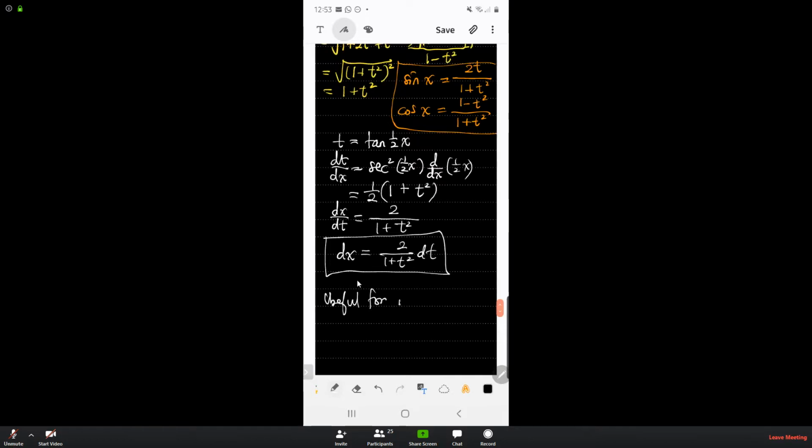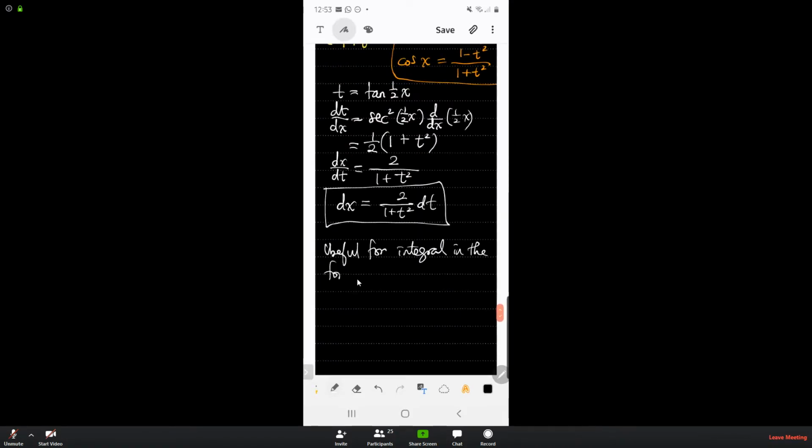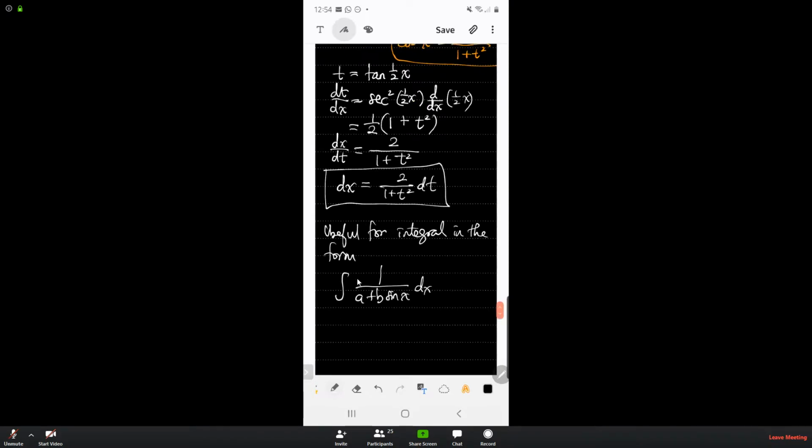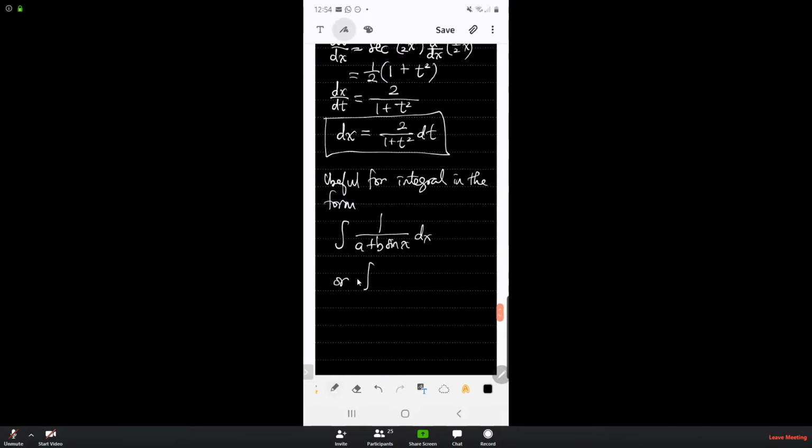Useful for integrals in the form, so of these two forms, you need to remember particularly these two. What are these two forms? Number one, you have the form 1 over a plus b sine x dx, then you can use the t substitution. Or the second form is 1 over a plus b cos x dx.